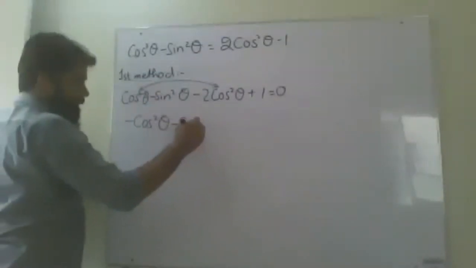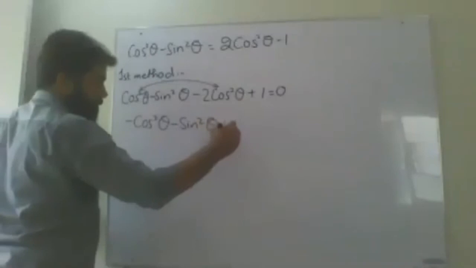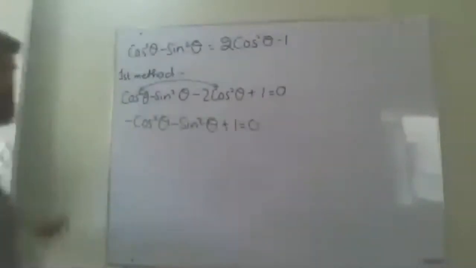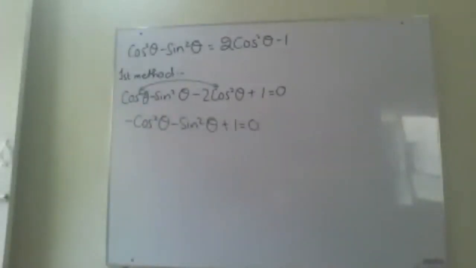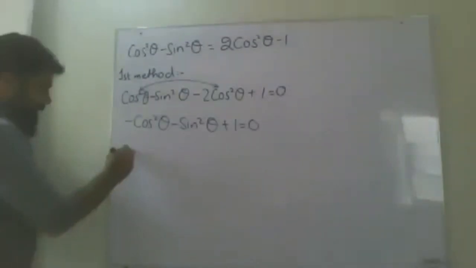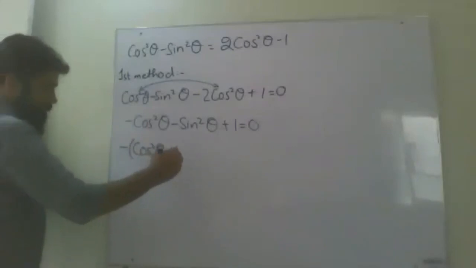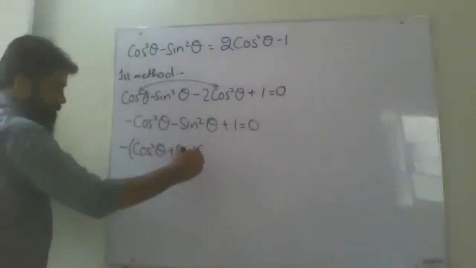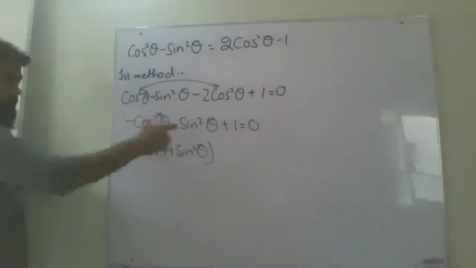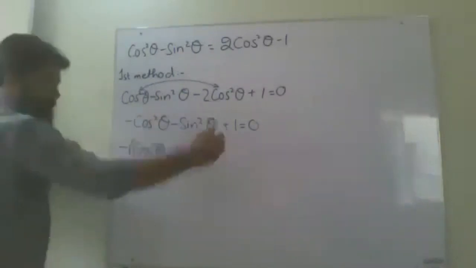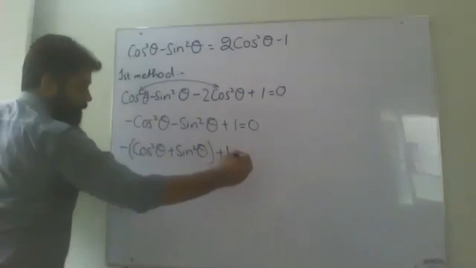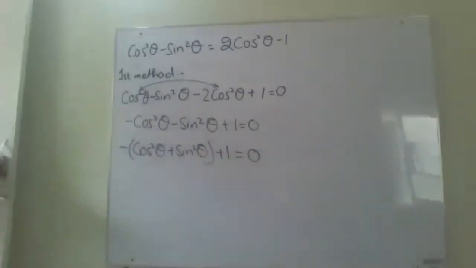minus sine square theta plus 1 equals 0. This is my first step. After that, I am taking the minus sign common: cos square theta plus sine square theta. I have taken the minus sign common from the first two terms, and plus 1 will remain over there, equals 0.